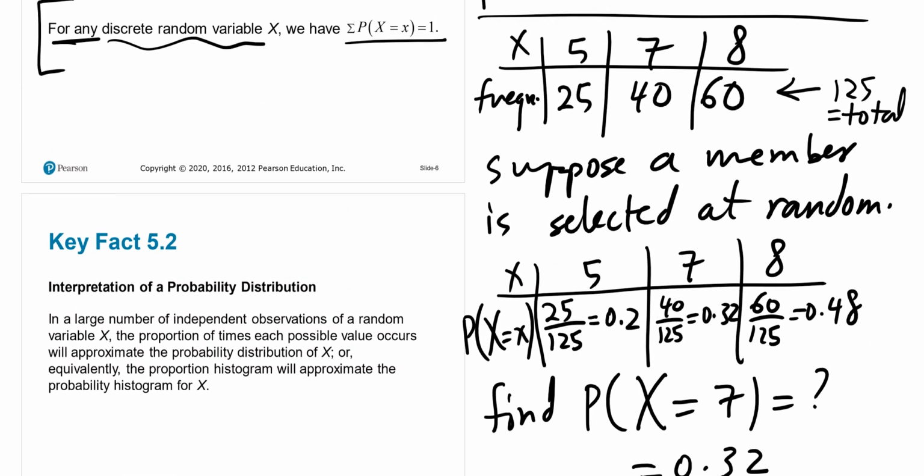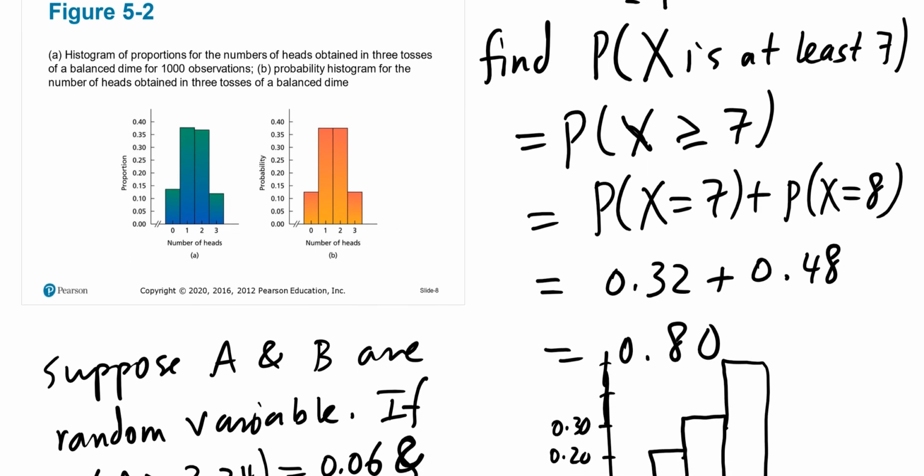You can read through the interpretation here and then the histogram interpretation. It's just that if you talk about it proportion-wise or probability-wise, it's the same thing. The numbers are exactly the same. The numbers on the x-axis are the same, and you get exactly the same histogram.